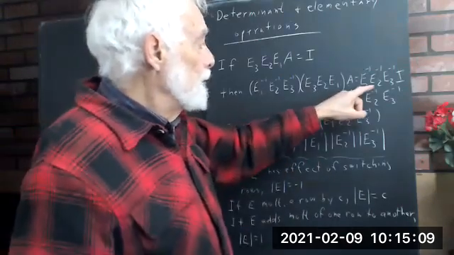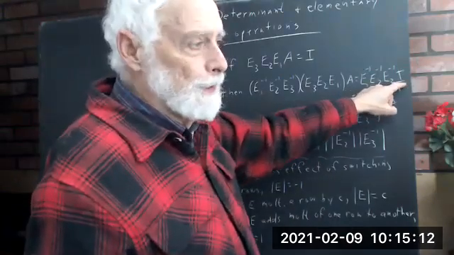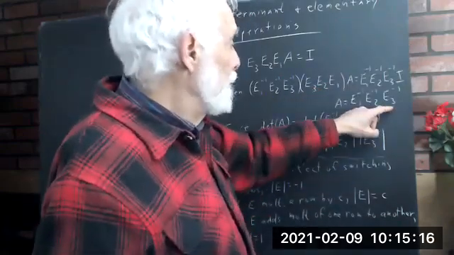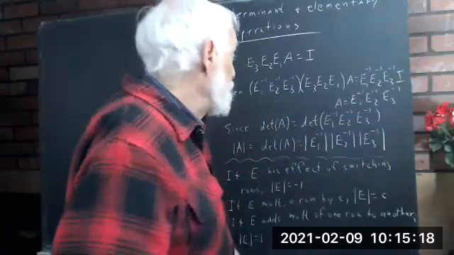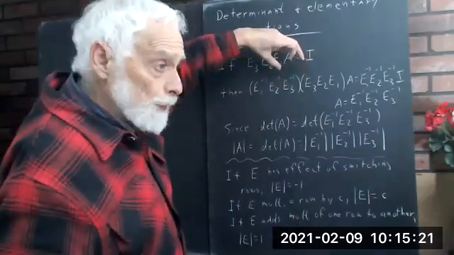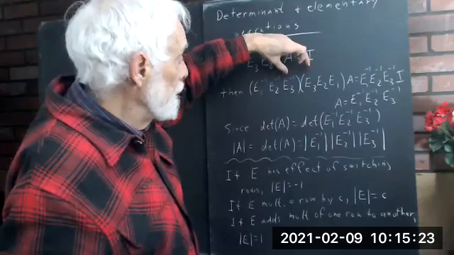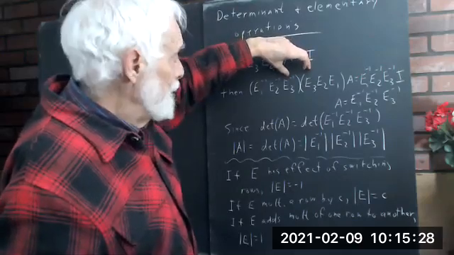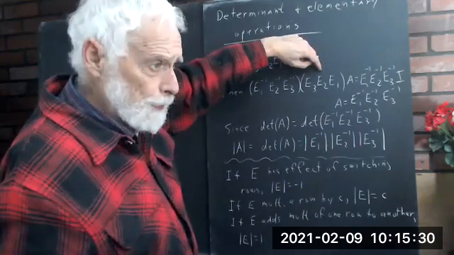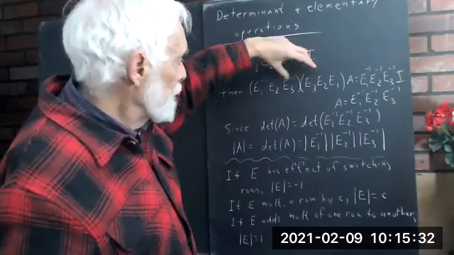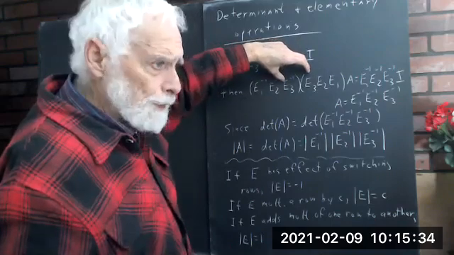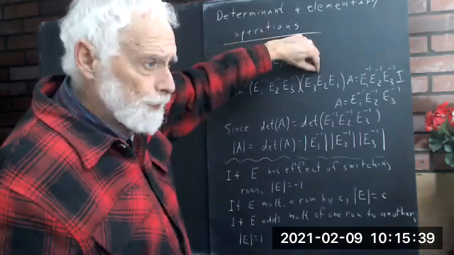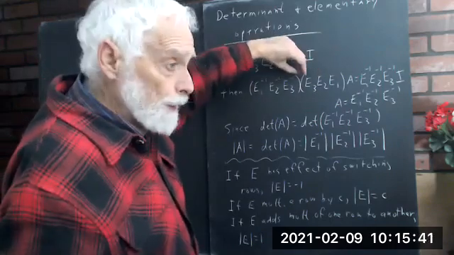Well, on this side, E1 inverse, E2 inverse, E3 inverse times the identity doesn't change anything, it gives you this. On this side, well, we saw it before, so I'm doing this rather quickly. E2 inverse, E3 inverse times E3 is the identity. And then that identity times E2 is just E2. So now you've eliminated E3 inverse and the E3. And then you're going to have just E2 inverse times E2, and that's going to give the identity.